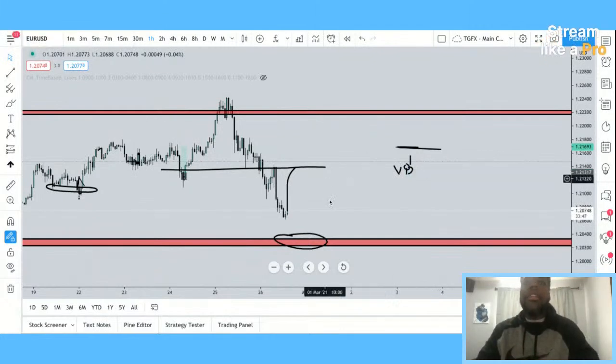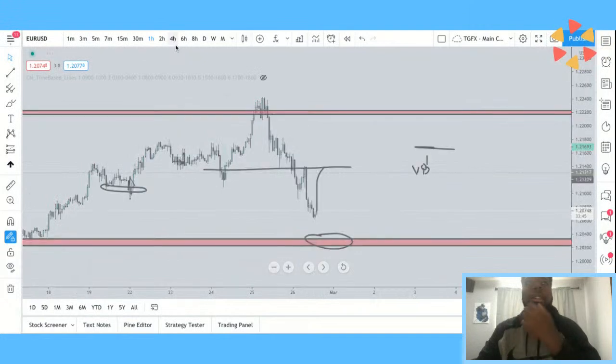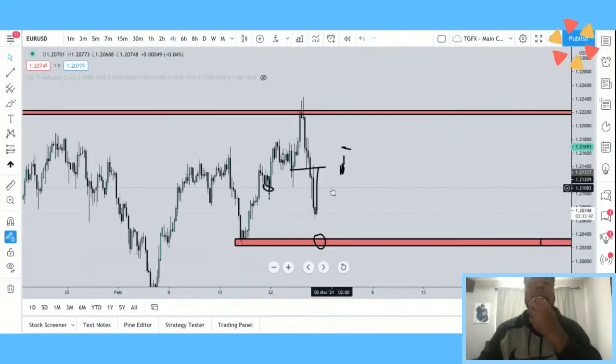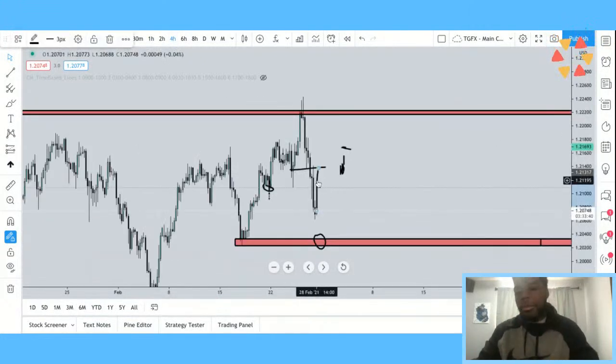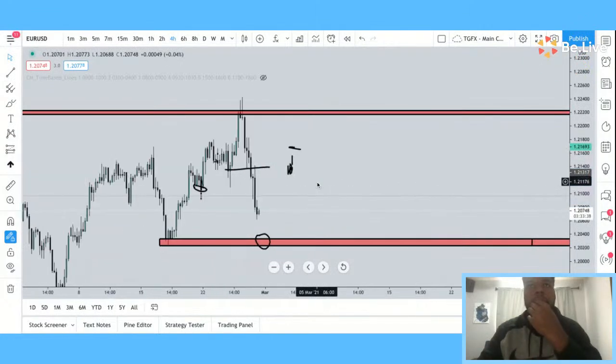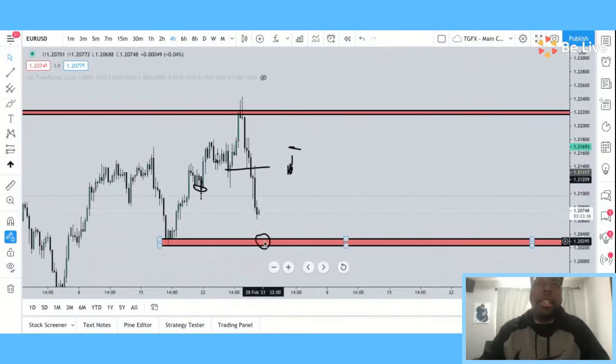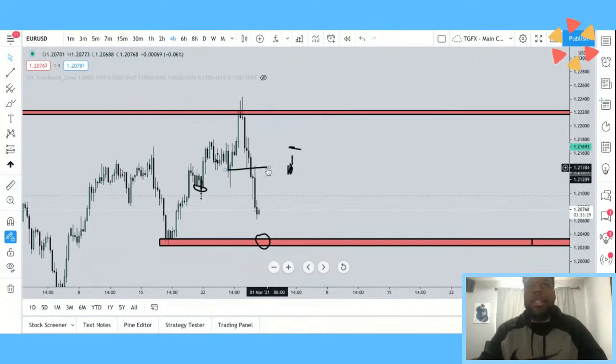All right, so nonetheless, that's what I'd be looking for on EU. I'd be looking for either price to continue down to here, potentially give us a reaction, or for price to retrace, give us a lower high here for another rejection and potentially push lower.